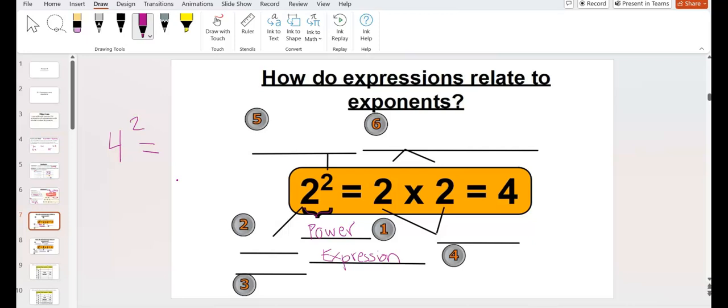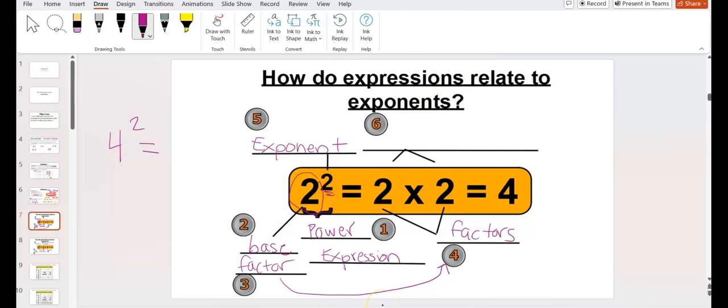Okay. Inside of our power, we have this part here, this big part, we would call the base. And then this little part right here, we call an exponent. Our base, we also use as our factor. It's the number that we are going to multiply over and over and over again. And you can see that here in number 4, because the 2's are also our factors.